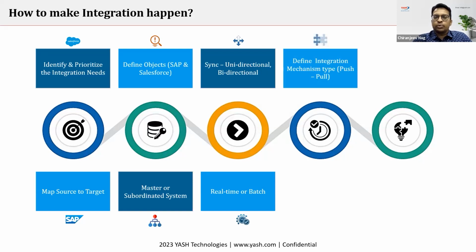Then we'll have to define the mechanism type, whether push or pull. The application should not pull data all the time. It would be preferred if data is being pushed. So products and pricing data that is being updated has to be pushed from ERP to the Salesforce system. So this is an efficient way of doing integration.